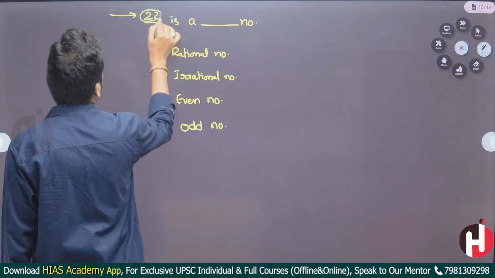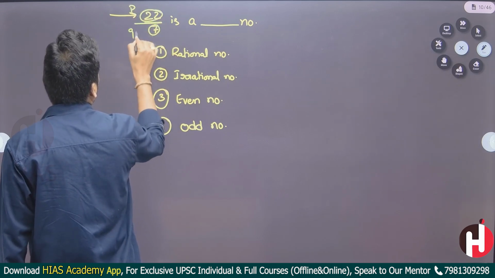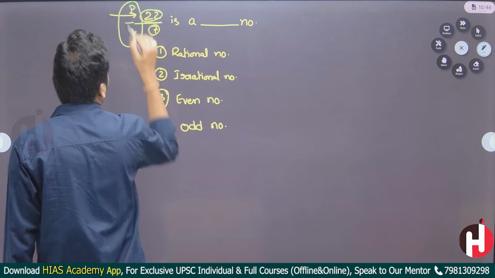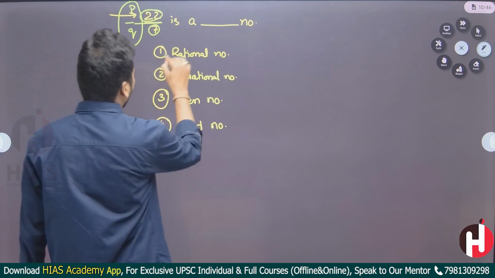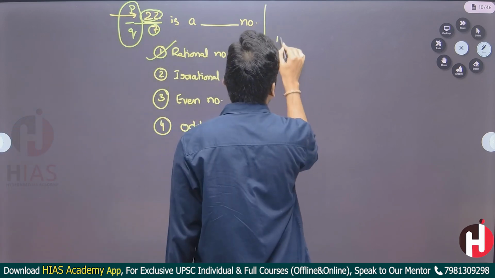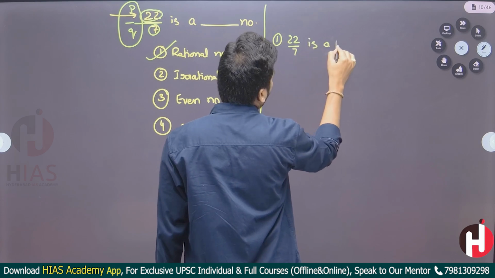So 22 by 7 is simply in the form of P by Q, and also Q is not equal to 0. So that's why it is what? Rational numbers. It's a very important point, please note it. So 22 by 7 is a rational number.